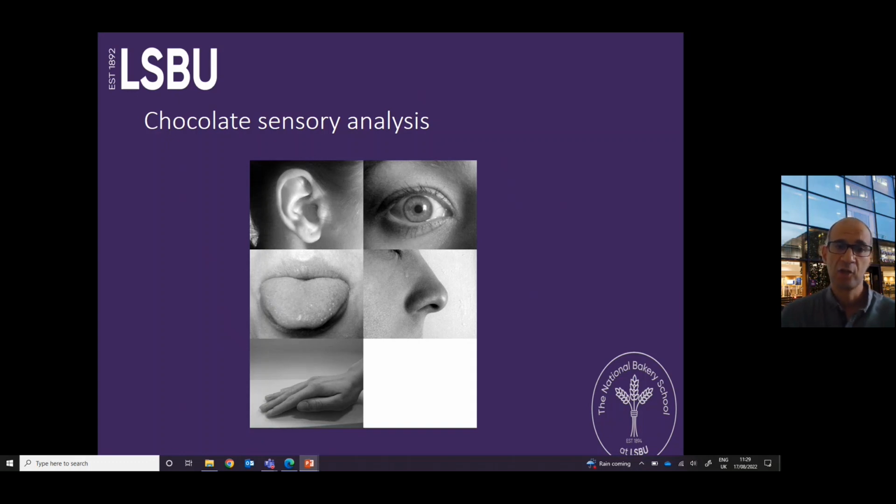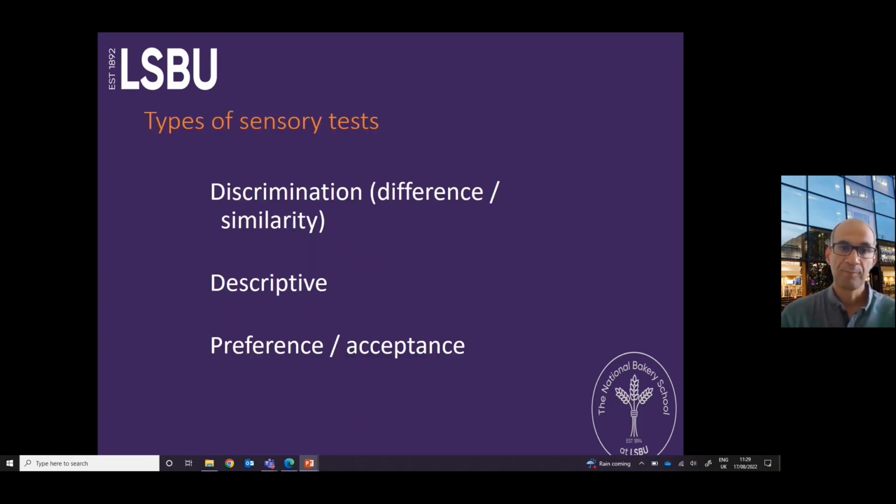So we can assess chocolate using all our senses, and you will be doing an experiment where you will look at the effect of melting chocolate in our mouth and the effect on flavor, and you will see that it will have an effect on the way we detect the flavor, even if it's exactly the same chocolate.